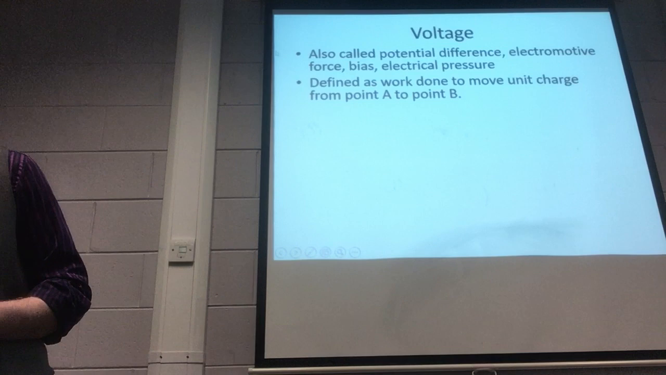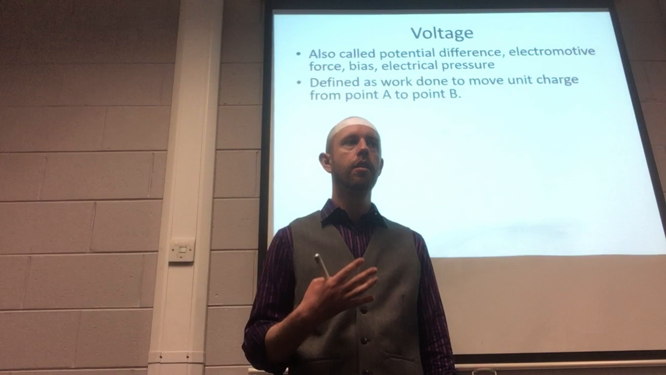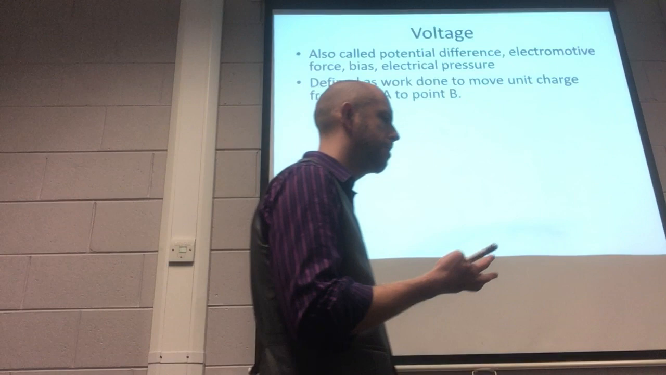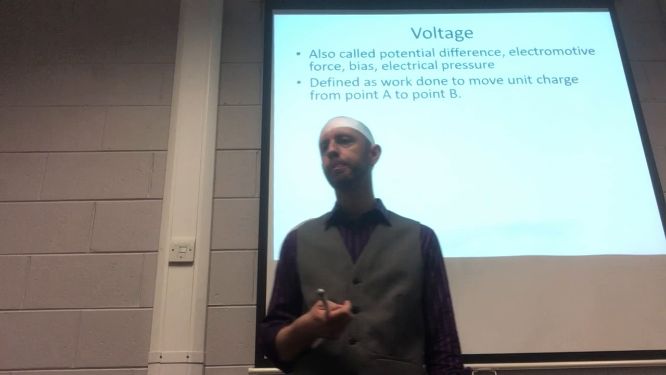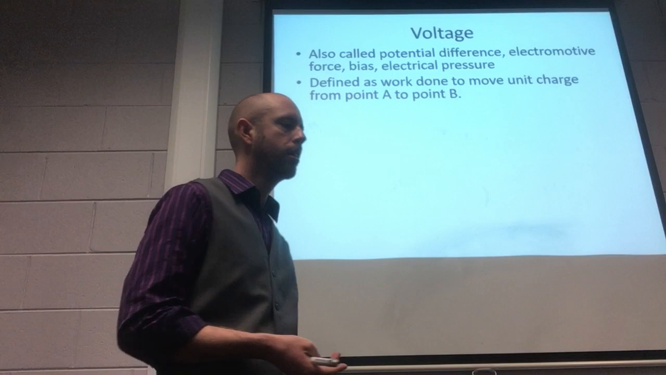So we're now talking about energy here. In electrical circuits, for the circuit to be active, for it to actually do anything, we need some energy conversion. Again, if the circuit isn't connected up, if it's not doing anything, then we have the potential for it to do that. And we define that potential as the work done to move the unit charge. That unit charge, similarly to our definition of current, is a coulomb.